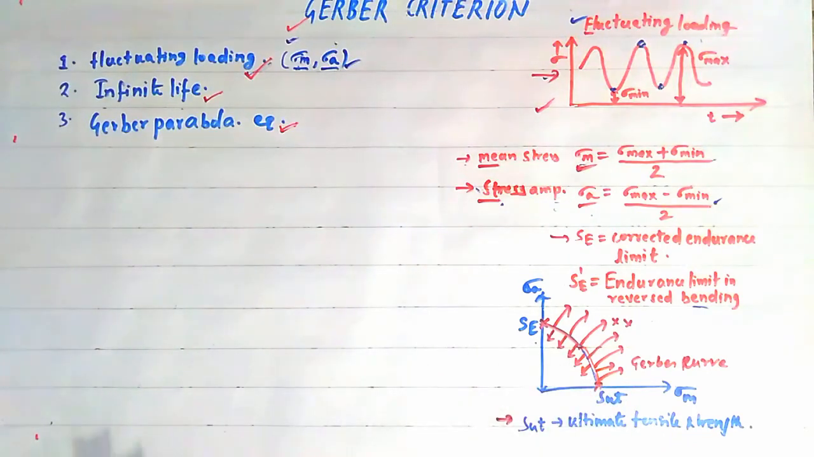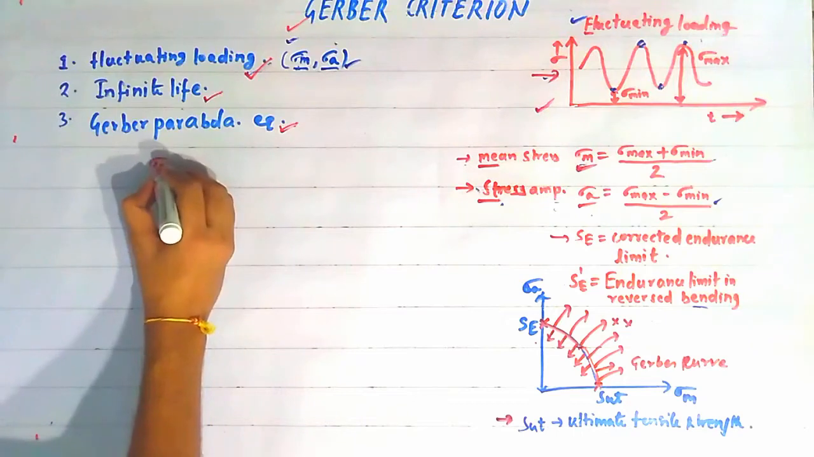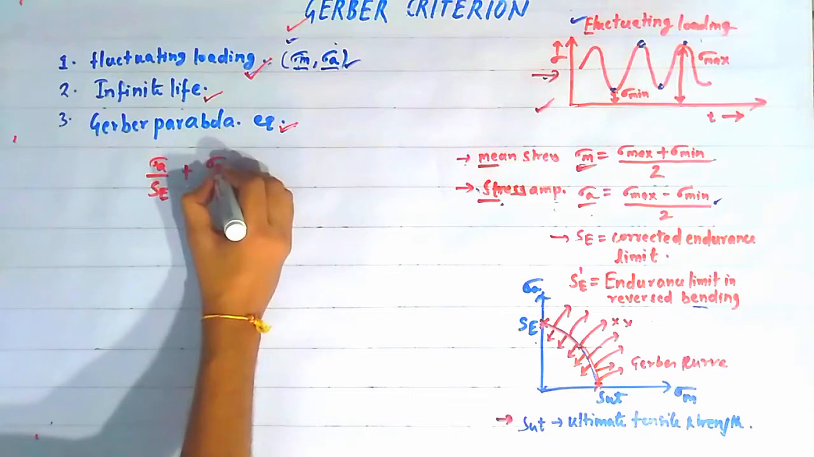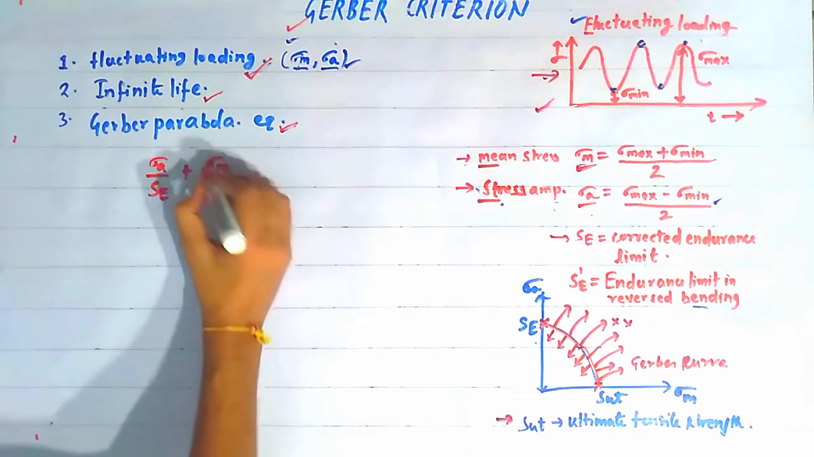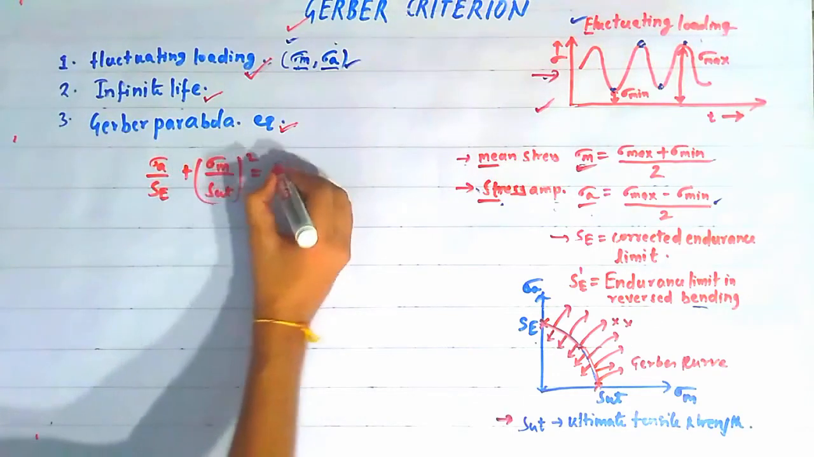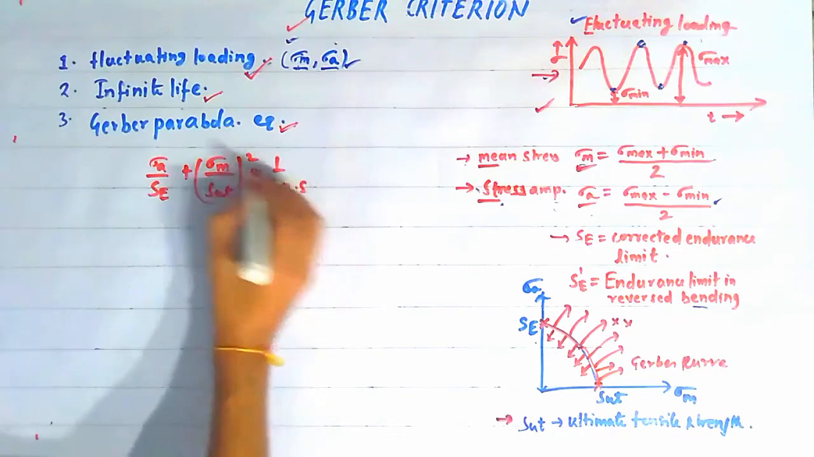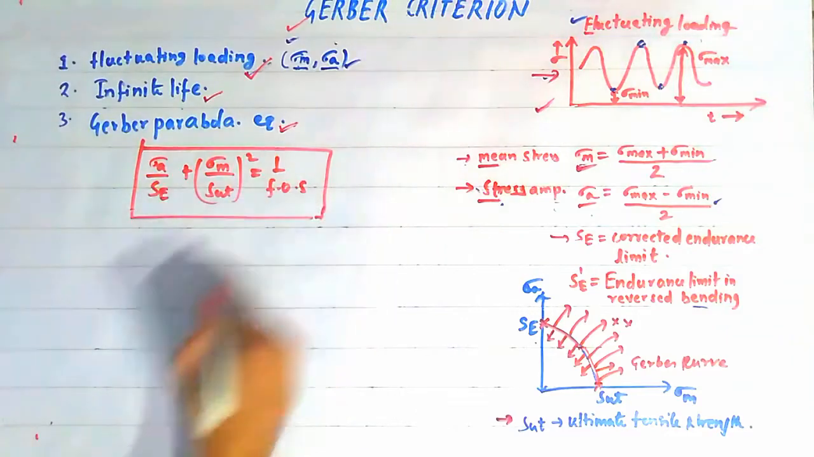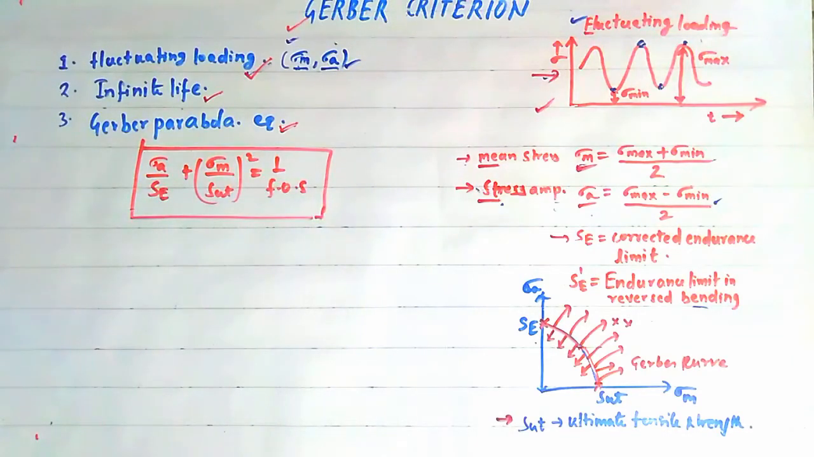So we will here find out the equation of the Gerber parabola from the experiment and the data which has been plotted. The equation will come out to be like this: sigma a by SE plus sigma m by SUT whole square is equal to 1 upon factor of safety. So this is the equation for the Gerber criteria. We have to use this equation to design the components which are subjected to the fluctuating loading condition according to the Gerber criteria.